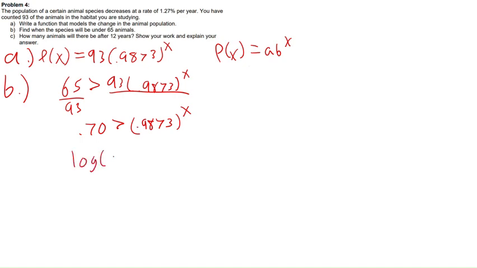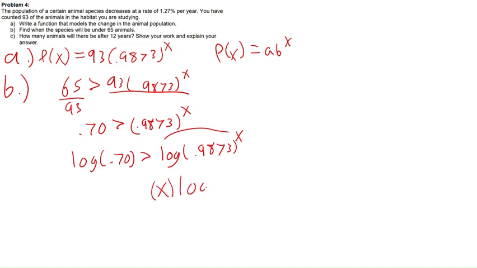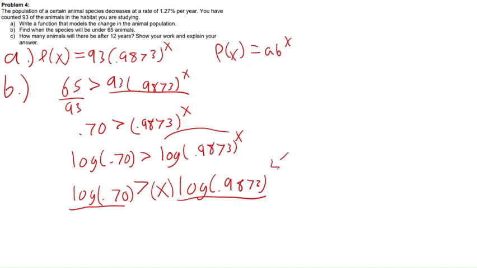And the way we can isolate x is by using logarithms. So we have log 0.70 and log 0.9873. If we log both sides, it works out. So now we can move the x down over here. So we have x log 0.9873 and log 0.70. And to isolate x, we can divide both sides by this number right here, log 0.9873.